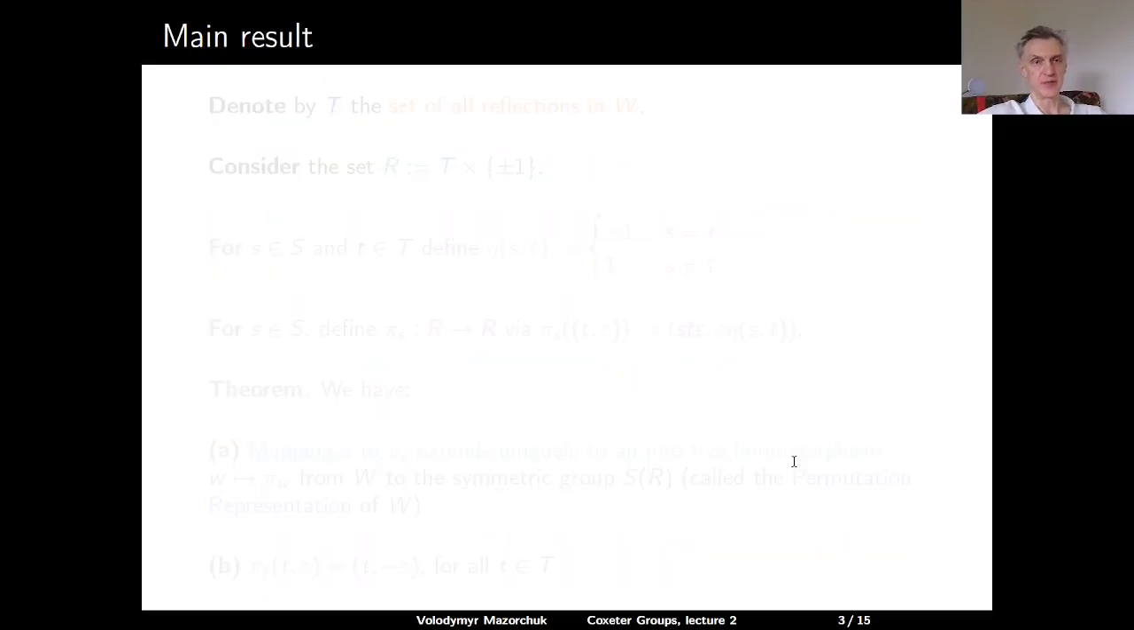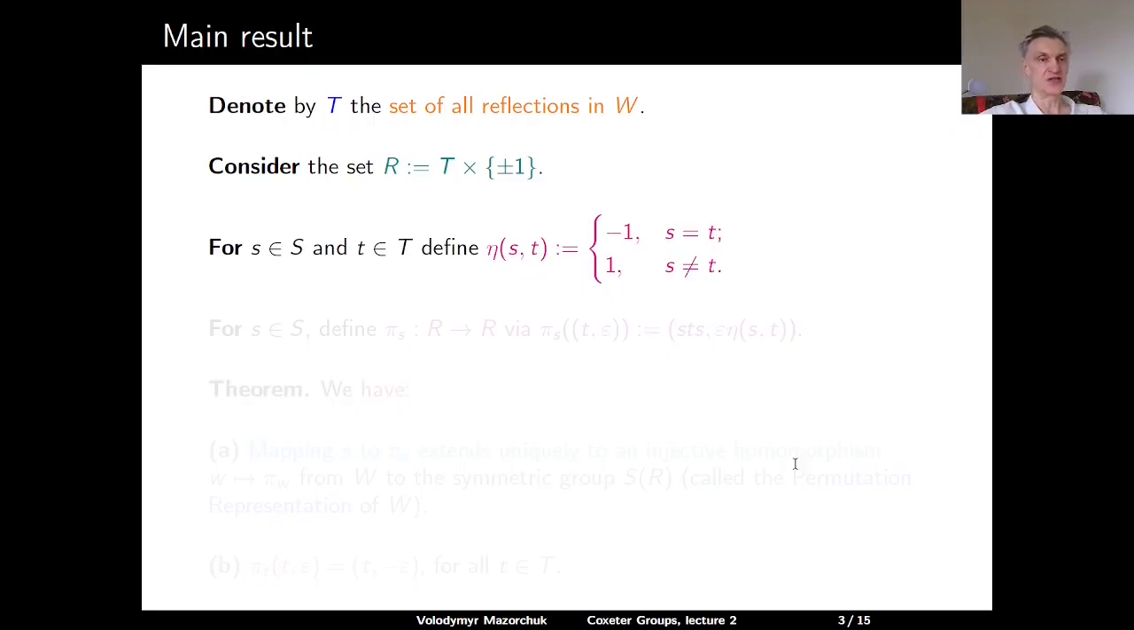So now we can formulate the main result for today. Let T be the set of all reflections in W. Consider the set R defined as the Cartesian product of T with the set plus minus 1. For a generator s in S and a reflection t in T, define eta_{s,t} as minus 1 if s is equal to t and as plus 1 in all other cases.